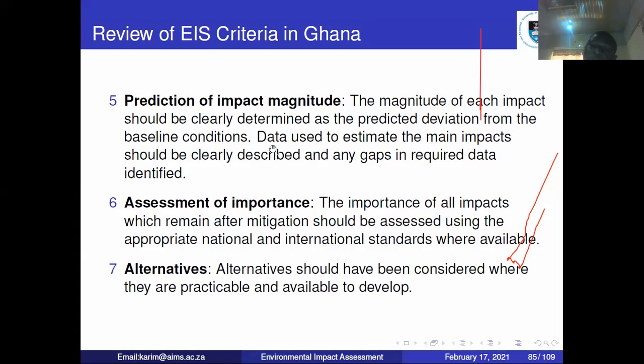The conditions were good before you started your project, and they are no good when you start your project. You should be able to predict this. Data used to estimate the main impact should be clearly described and any gaps in the required data identified.